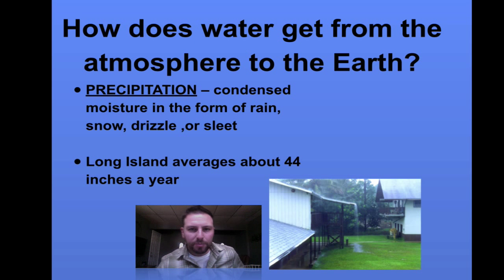Once we're up in the atmosphere, the water will condense into clouds, and then we have precipitation. We'll bring that water back down into our lithosphere. So precipitation, like we studied in meteorology, is basically any form of water that's going to fall from the sky. Long Island, we receive about 44 inches of precipitation a year. Just a little fact for you to know.